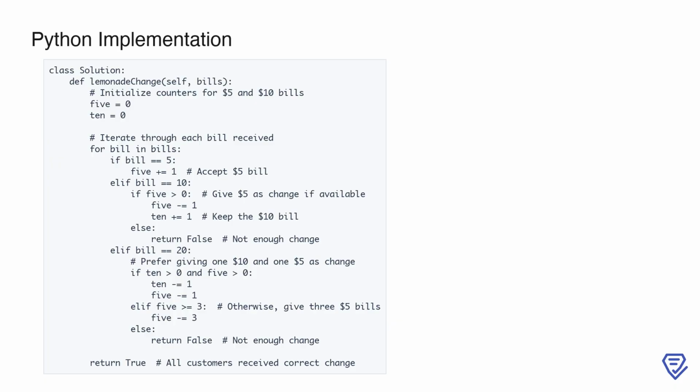Finally, if all transactions are processed successfully, we return true to indicate that we were able to provide correct change for every customer. This solution has a time complexity of O(n), where n is the number of transactions, as we process each bill exactly once. The space complexity is O(1), since we use only two variables to track the counts of $5 and $10 bills.